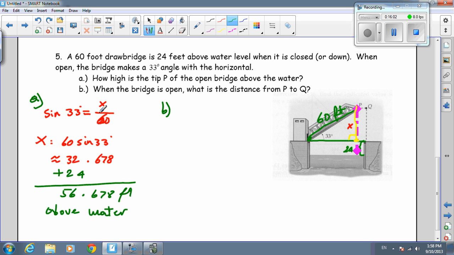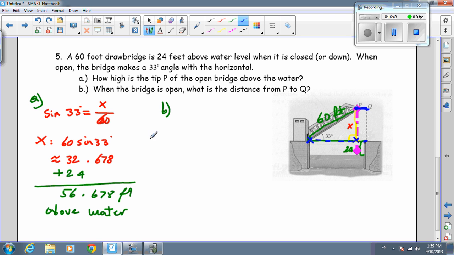Let's look at B. B now says, when the bridge is open, what is the distance from P to Q? We're looking for this distance from P to Q, this small distance. In order for me to find this small distance, I need to figure out first what is the distance from this point to this point. If I can find this distance, I will take it away from 60. Keep in mind, this green line is 60. So if I find the distance that I'm making a dotted blue line now, I will be able to subtract it from 60 and get the distance from P to Q.